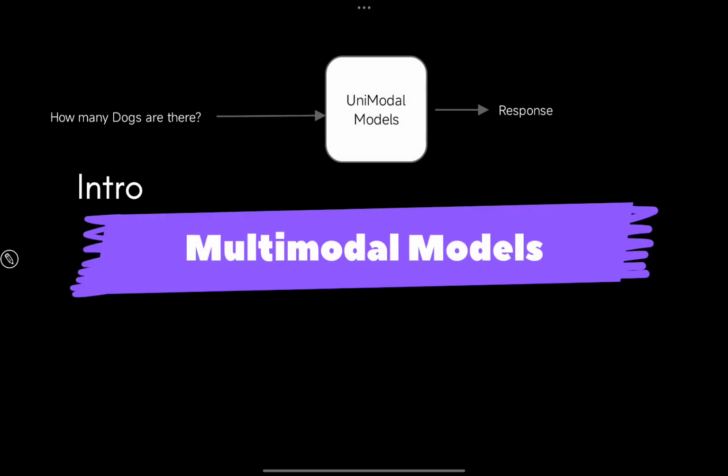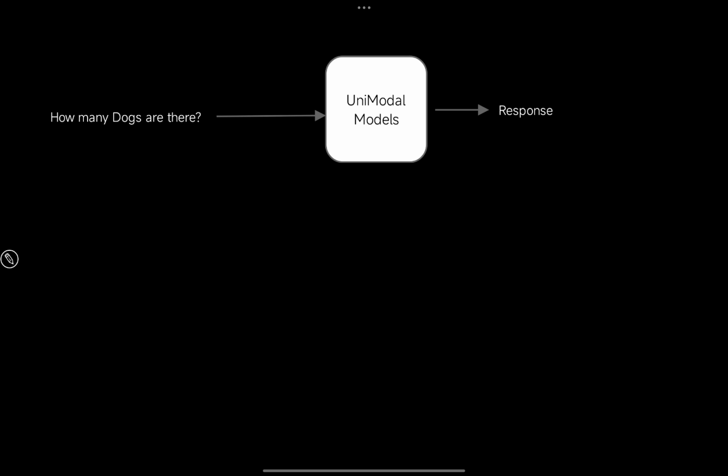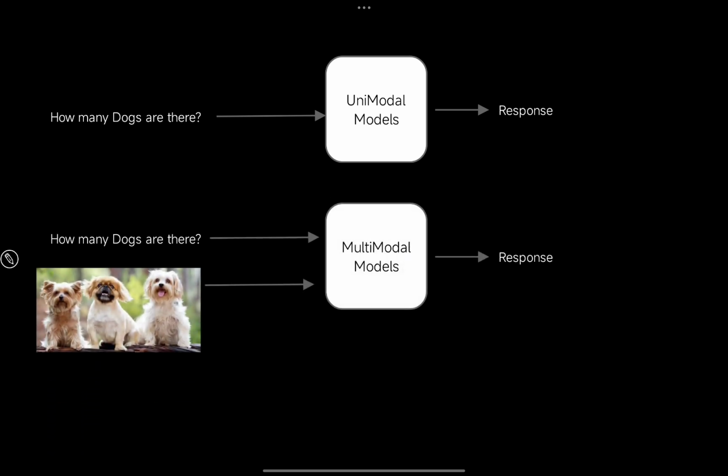So first of all, in this channel we have gone through a lot of unimodal models, which are typically LLMs. An LLM generally accepts text as a prompt or input, and then it generates the response. Now, how the multimodal model is different is that it can accept different modalities as prompt or input. Here in this example, you can see one prompt is text and the other is an image. So it can accept a pair of inputs, text and image, and then generate the response. That is what we call multimodal models.